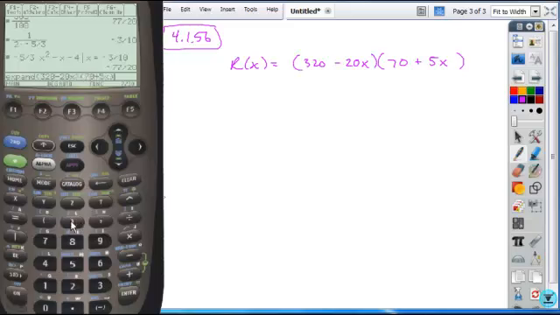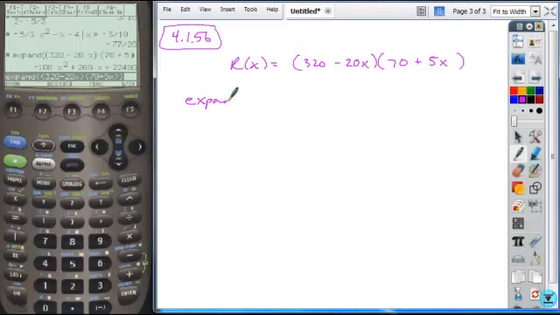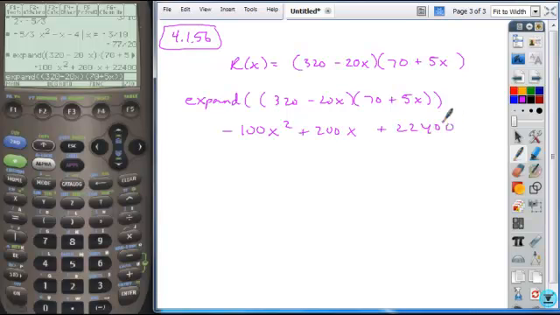All right, so here I'm expanding this. Oops, I need to put grouping symbols around the entire quantity. All right, so (320 minus 20x) times (70 plus 5x), hit enter. It's going to write it in standard form. So expand means to put it in standard form. Okay, so if I type in this whole function inside the expand command, it gives me my function: negative 100x squared plus 200x plus 22,400. Okay, so here is my function.